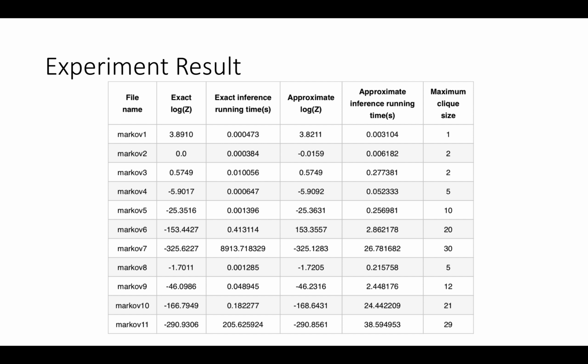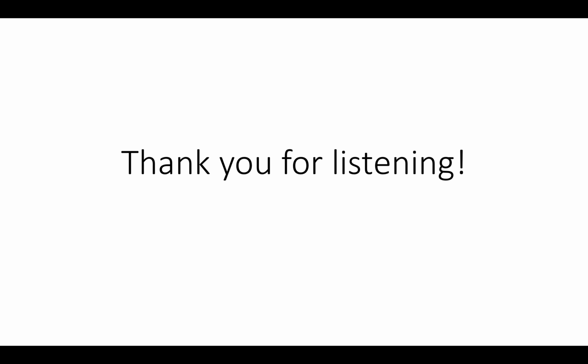So the conclusion is that for a model which has a smaller max clique size, the running time of exact inference will be close to the approximate inference, or even faster. But for a model which has a large maximum clique size, such as 29 or bigger, the approximate inference will be more feasible and effective. So that's all for my presentation.